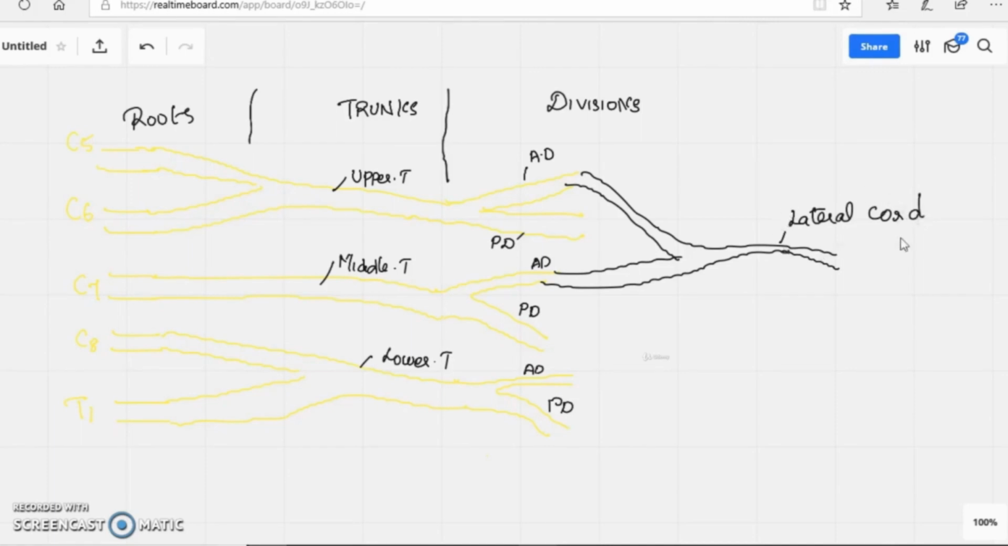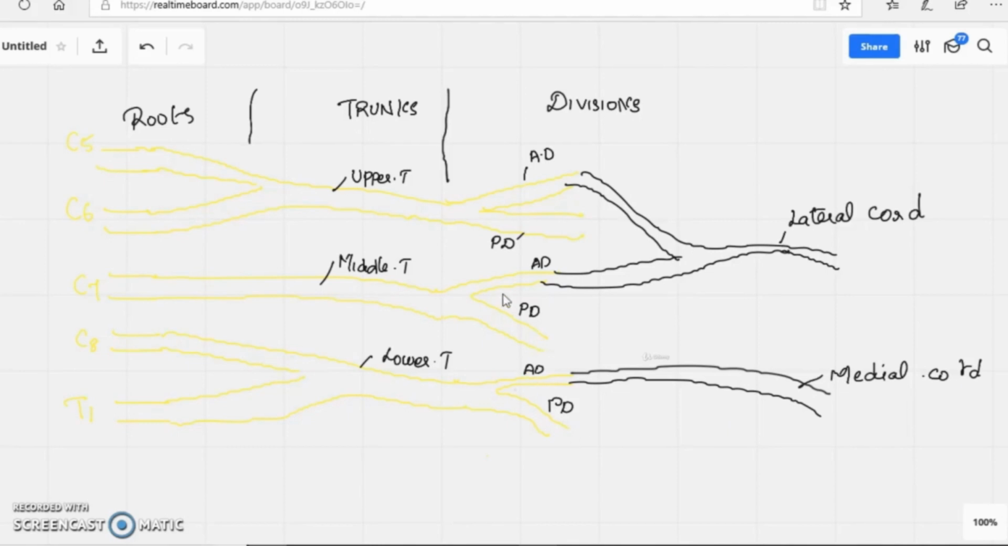Now in the lateral cord, it is coming from the anterior division of the upper trunk and the anterior division of the middle trunk. Then we have one anterior division remaining, that is the anterior division of the lower trunk. This anterior division of the lower trunk itself is going to form a cord called the medial cord. So you got 2 cords, the lateral and medial cord.